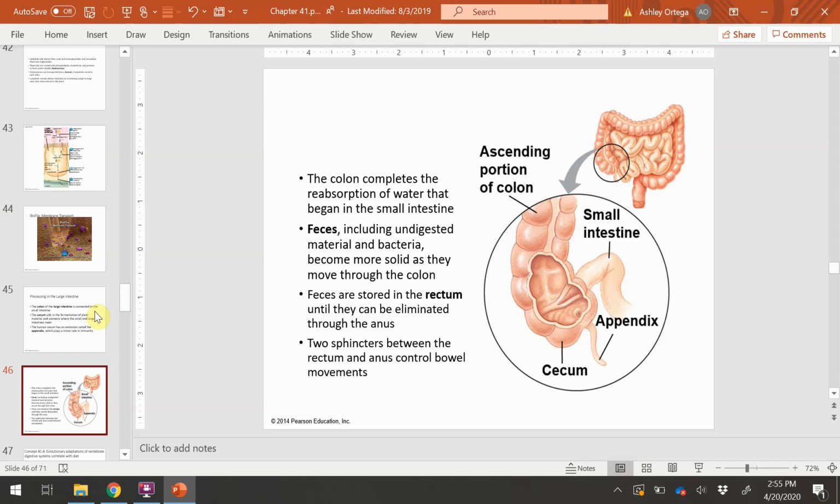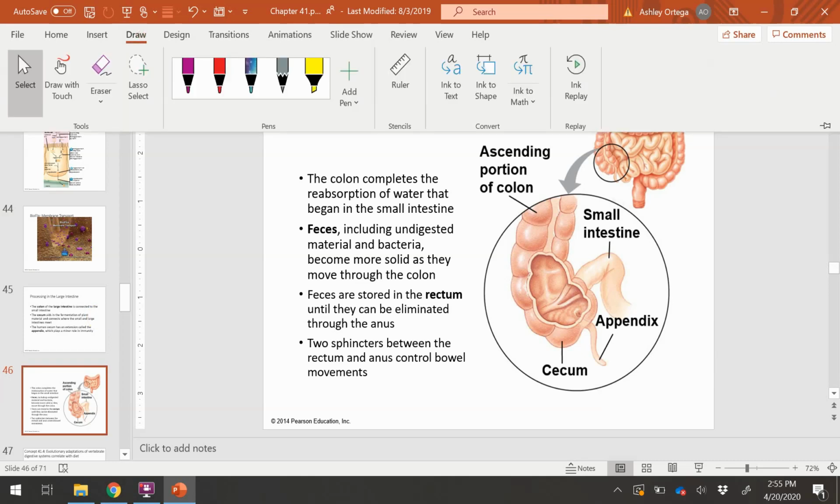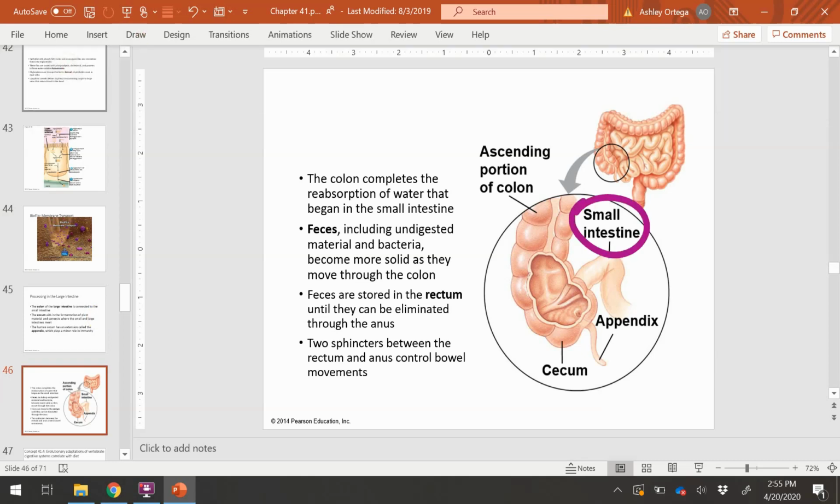So here you can see the small intestine connecting to the large intestine. That will now be the colon. There's an ascending portion of the colon, which is shown here, along with a transverse section here, and then the descending portion down here. All throughout the colon, water is going to be reabsorbed.